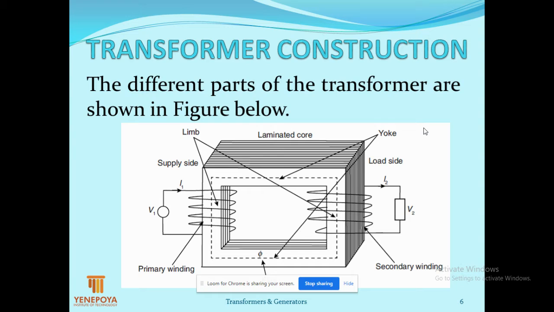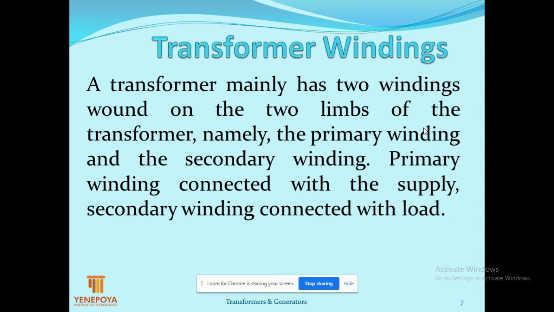This type of material and construction is used to reduce the hysteresis and eddy current loss that exist in a transformer, whether it is a single phase transformer or a three phase transformer. What you're seeing is the core type of transformer. A transformer mainly has two windings wound on the two limbs of the transformer, namely the primary winding and the secondary winding. The primary winding is connected to the supply, and the secondary winding is connected to the load.